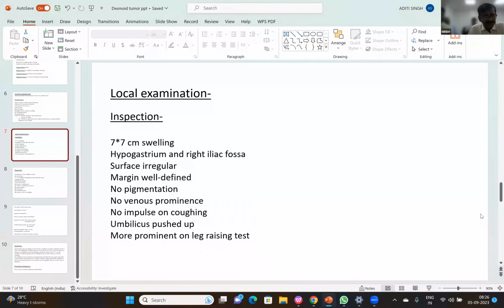Any venous prominences? Some patients having a sarcoma in the abdominal wall may have venous prominences. Then come to the swelling. If you find a swelling in the lower abdomen, what are the things you start describing? You first don't start with the swelling size. How do you describe abdominal swelling?